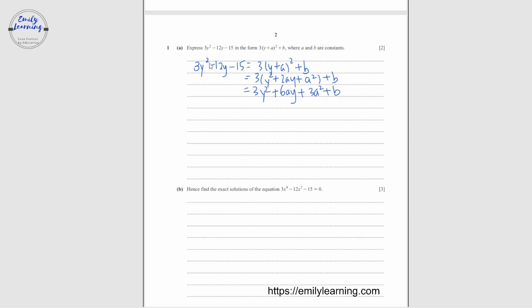Based on this, we know that minus 12y is the same as 6ay. In other words, minus 12 equals 6a, so a is equal to negative 2. Similarly, minus 15 doesn't have any y in it, so it is equal to 3a squared plus b. So minus 15 equals 3a squared plus b, and we know that a is minus 2.